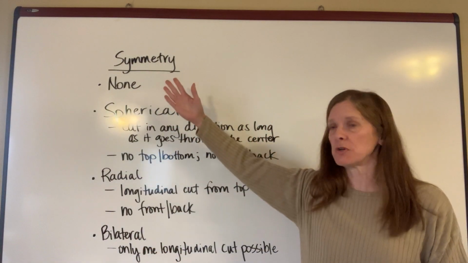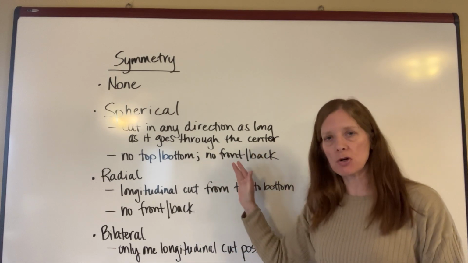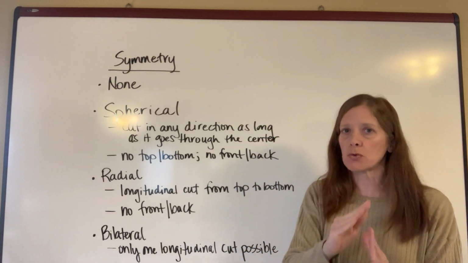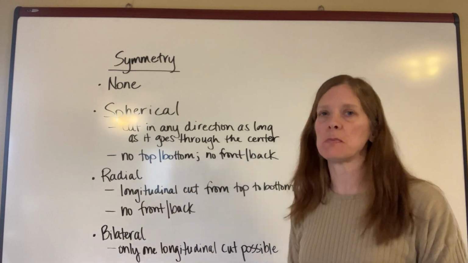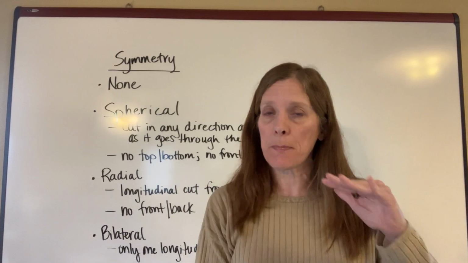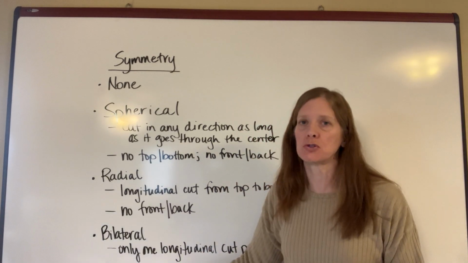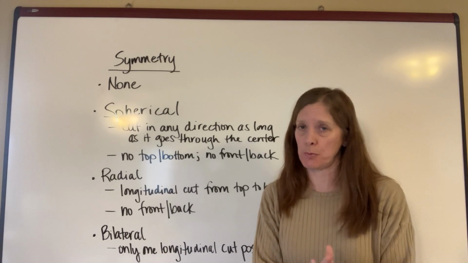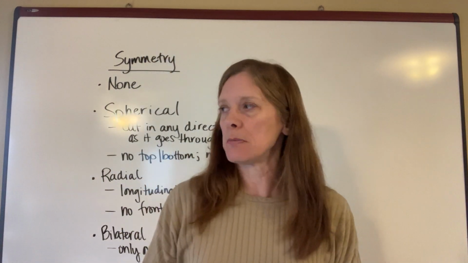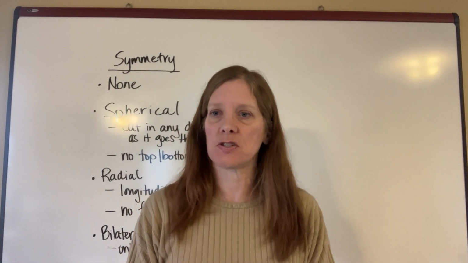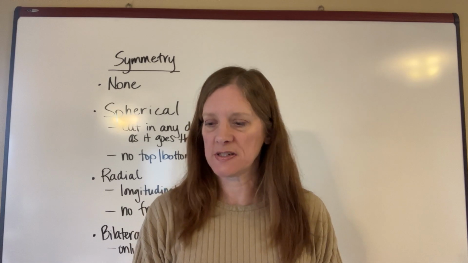Of course, you can have no symmetry. Spherical symmetry means there's no top or bottom, there's no front or back, and I can cut in any direction as long as I get the object in half. Radial symmetry means I have to make a longitudinal cut. There is a top and a bottom, but there's no front or back. And then bilateral symmetry means there's only one cut possible. So in your assignment today, I've actually given you some other pictures so you can practice determining which kind of symmetry these different creatures are going to have.